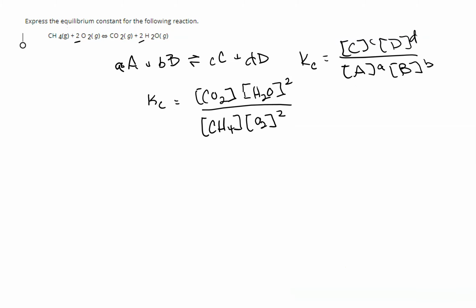Next question, scrolling down. Express the equilibrium constant for the following reaction. So for this reaction, we have 4 equivalents of aluminum solid react with 3 equivalents of oxygen gas, and this forms an equilibrium with 2 equivalents of aluminum oxide solid.